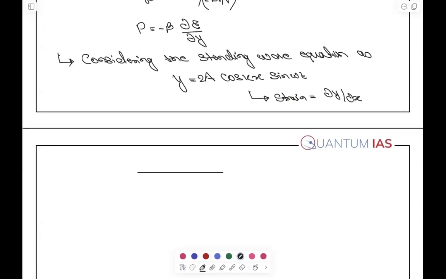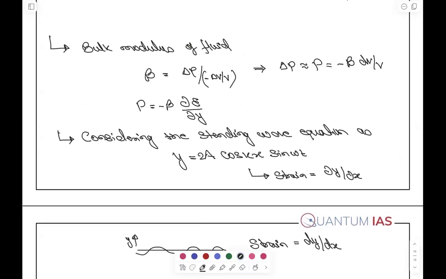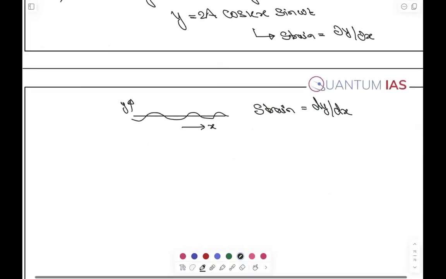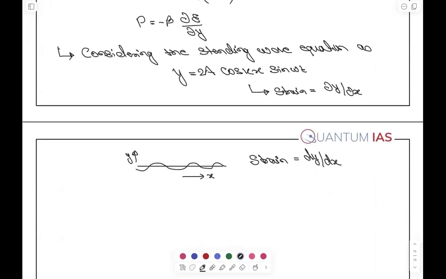देखो अच्छे से, this is standing wave, it is moving in x direction and displacement is given in y direction, so the strain here will be dy by dx, yes or no? Please understand, जो मैंने ऊपर y लिया है और जो यहाँ y है, these are two entirely different things, that's why I'm writing strain here.